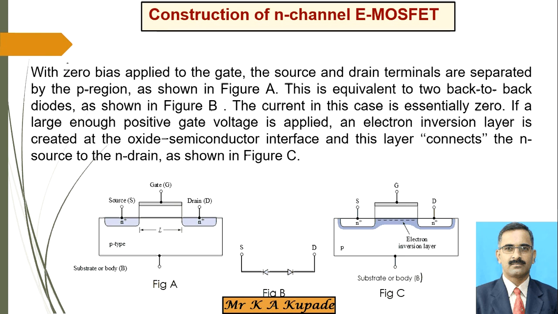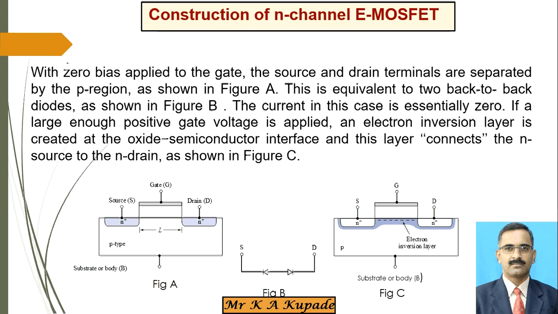If a large enough positive gate voltage is applied, as we are considering the N-type or enhancement MOSFET, the gate should be applied with a positive voltage, right? So an electron inversion layer is created at the oxide-semiconductor interface, and this layer connects the N source and N drain as shown in figure C. Here in figure C, the blue line starts from the source, passes through the middle portion, the channel, then reaches the drain, and the dotted regions show the enhanced layer that is produced.